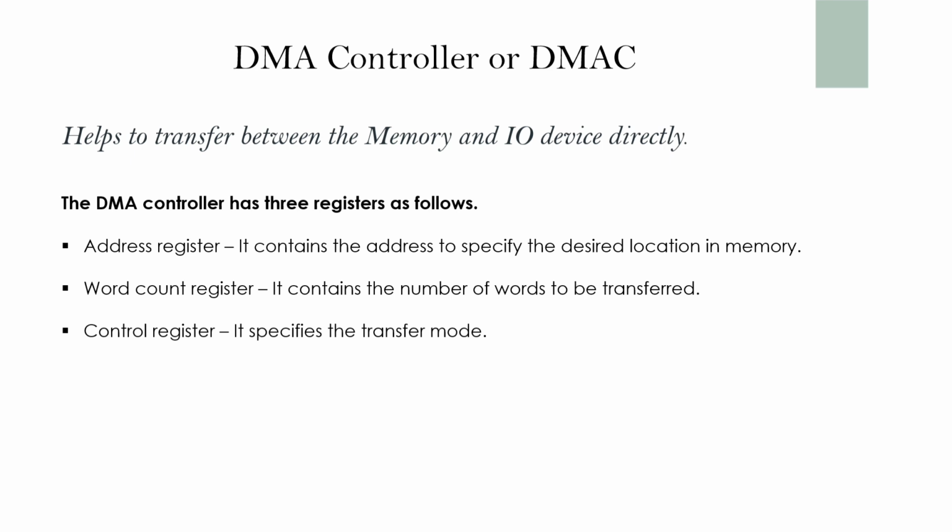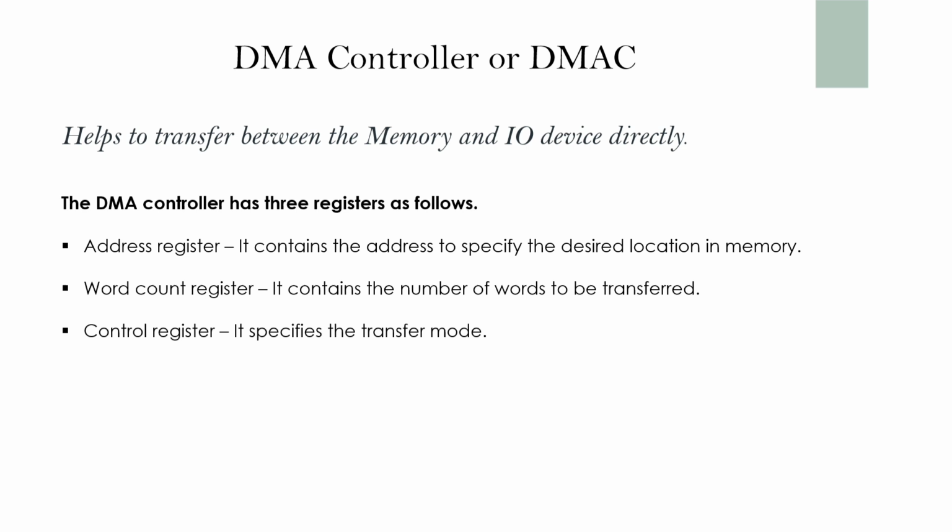The DMA controller is a hardware device which allows input-output devices to directly access memory with less participation of the processor. It consists of three registers. First, the address register. It contains the address to specify the desired location in memory. Then the word count register, which contains the count of how many words are to be read or written by the CPU. And the last is the control register, which contains the control signal, whether it is a read signal or a write signal. And all these registers are loaded by the CPU through the data bus.